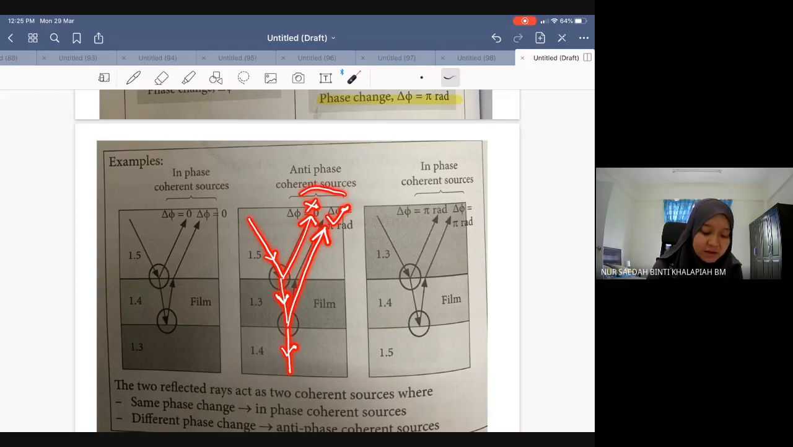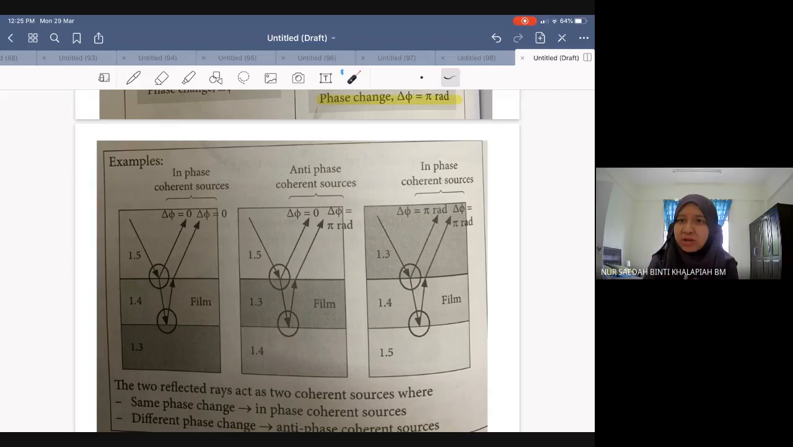Okay. As a result, these two reflection rays interfere, producing anti-phase coherent source. So these two reflection rays are now an anti-phase coherent source. Sebab apa anti-phase? Sebab satu reflection ray no phase change, satu lagi reflection ray has a phase change. So diorang tu tidak sama fasa lah. So kita anggap dia sebagai anti-phase coherent source. Okay, sebab satu right, satu pangkah. Okay. So kita tengok example yang ketiga.